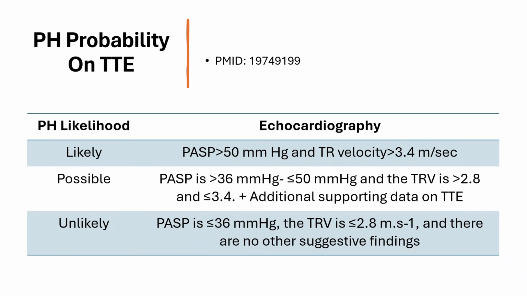And again, one way we can estimate the pulmonary arterial systolic pressure with the TR jet is by utilization of the simplified Bernoulli equation, which is 4V squared plus CVP, where V equals the maximal velocity of the tricuspid regurgitation jet. Pulmonary hypertension is possible when your estimated pulmonary arterial systolic pressure is more than 36 but less than 50 millimeters of mercury, and when your TR max velocity is more than 2.8 but less than 3.4 meters per second. Please feel free to pause this video if you need more time to review this important slide.